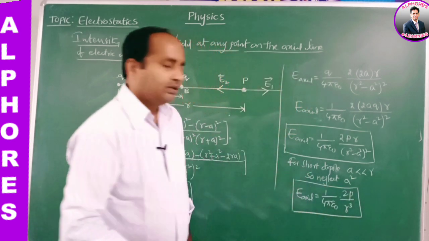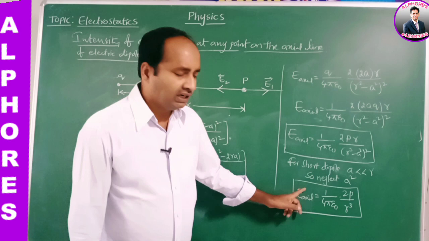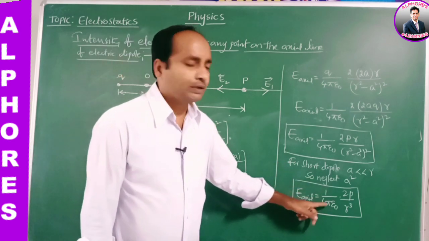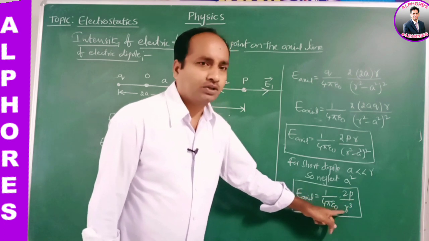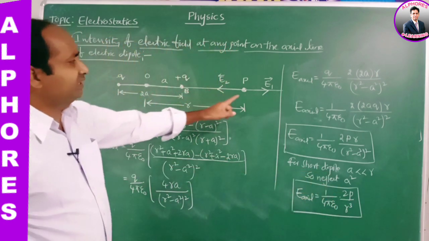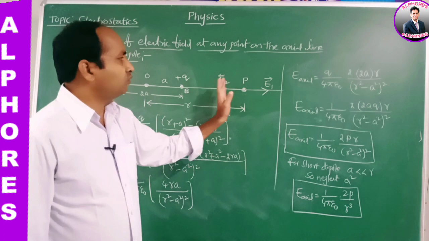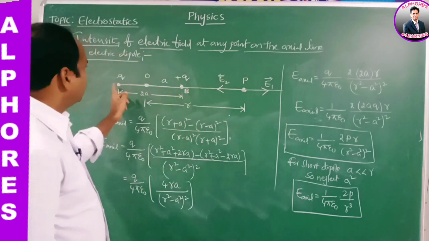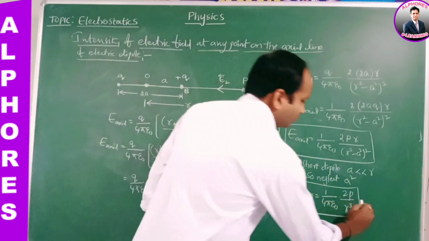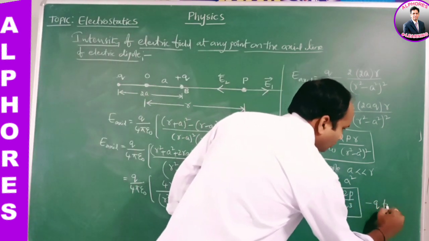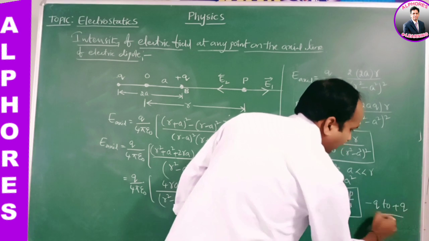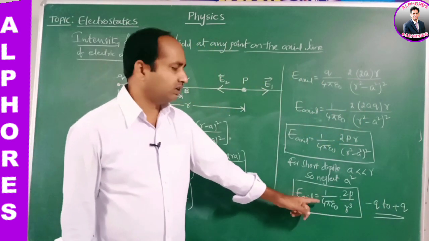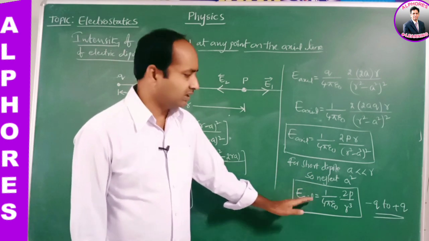The intensity of electric field at any point on the axial line of an electric dipole is 1 by 4 pi epsilon naught, 2p by r cube. What is its direction? See here, we are subtracting E2 from E1. So the resultant is along the direction of E1, that is from negative charge to positive charge, minus Q to plus Q. So this is the direction of the electric field intensity at any point on the axial line of the electric dipole.